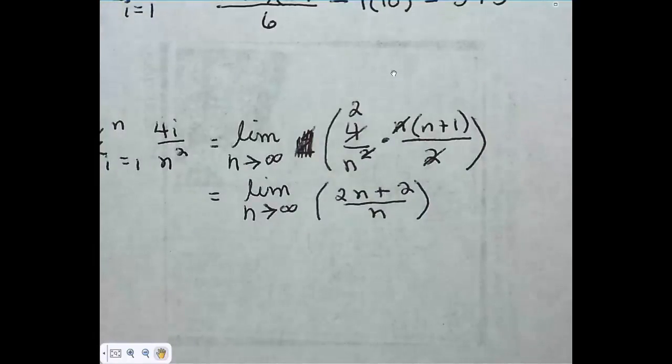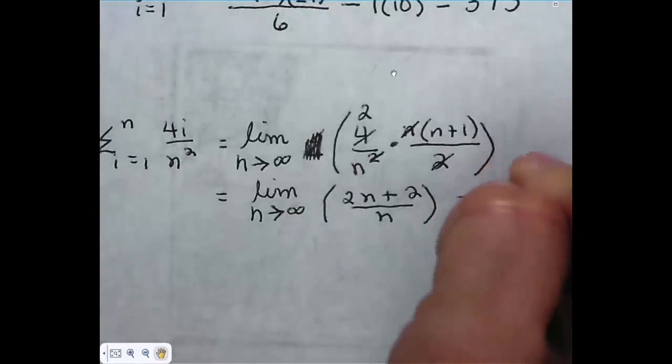Think about if n was a billion, then 2 times a billion, this 2 wouldn't make much difference by the time you said 2 times a billion. This would be 2 billion and 2 over 1 billion. That's just 2. That's the theorem on horizontal asymptotes right there. The limit as n goes to infinity of a rational expression, if the degree of the numerator is the same as the degree of the denominator, then the horizontal asymptote is just the ratio of the leading coefficients. So that limit is 2.